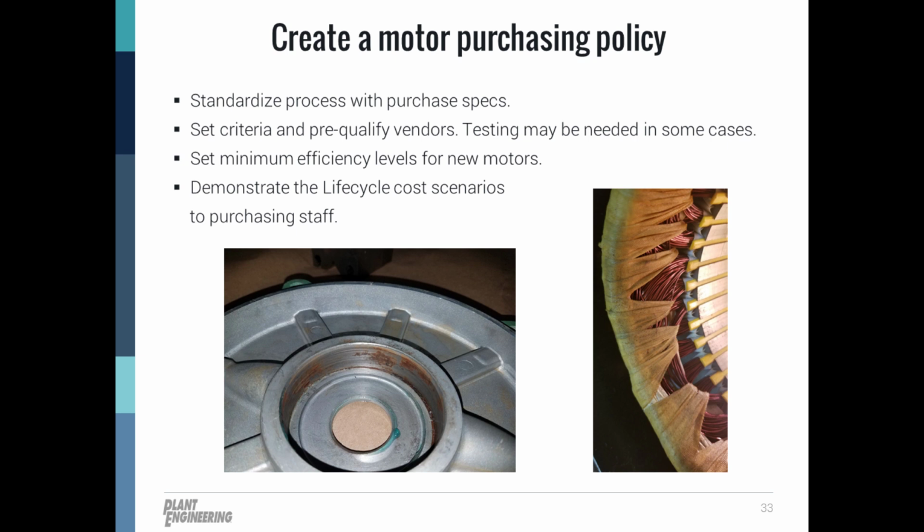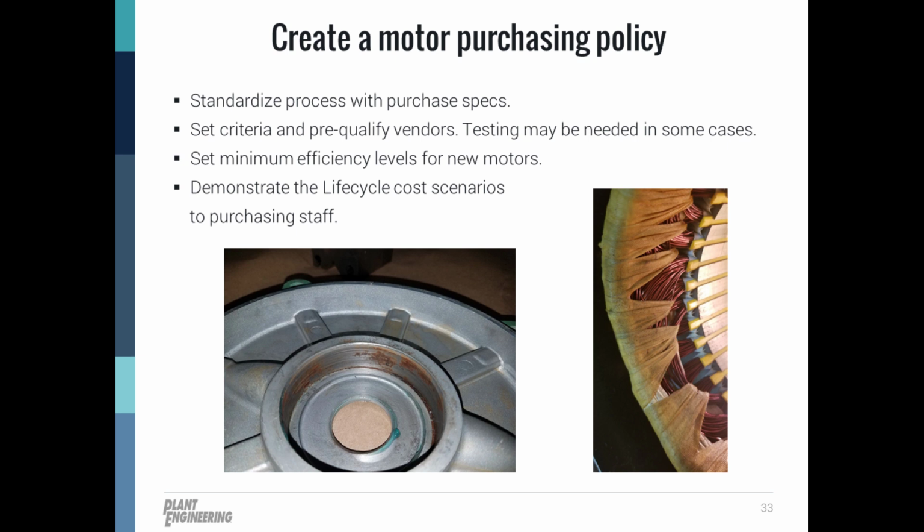So your purchasing staff, and some of you on the phone may be purchasing staff, need to have proper training so that initial cost isn't the only factor in the equation when you're making purchases. As we just saw from the example, the initial cost actually has very little impact on life cycle cost. You may want to pre-qualify your vendors. In some cases, you may want to perform testing. Our lab in Raleigh specializes in this.